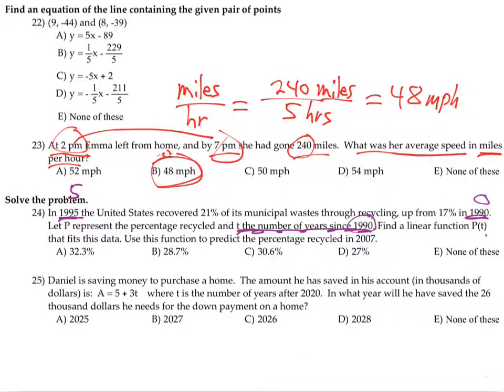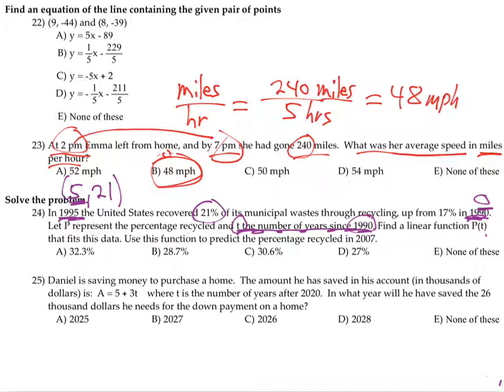Again, they said that let T be the number of years after or since 1990. So they always have a starting time, and you just measure time from there. So 1995, that's 5 years after the start. 1990, that is the starting year, so that's 0 years after the start. Okay, and with that, we're going to put the 21. 5, comma 21. Now, how do I know the 5 goes first and then the 21?